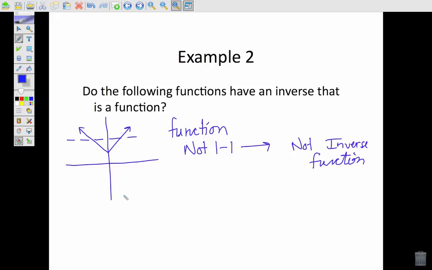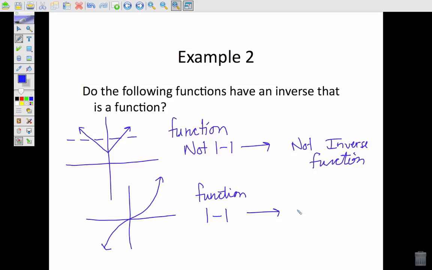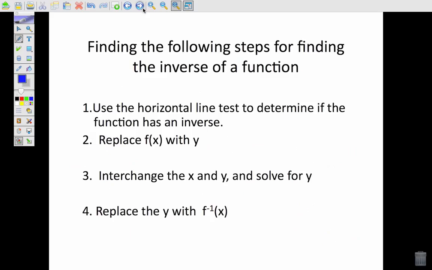Does not have an inverse function. All right, let's look at another one. The cubic. Is it a function? It is a function. It is one-to-one. Therefore, it does have an inverse. It has an inverse function. But that's basically what you would look for.